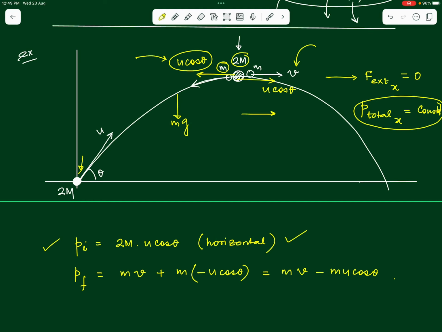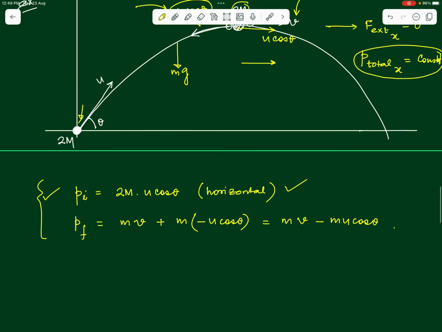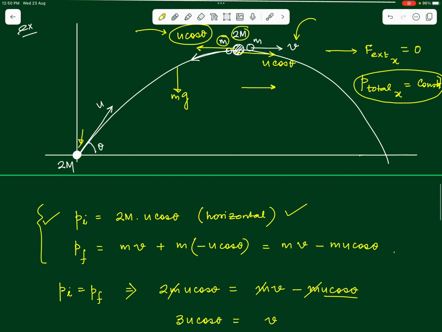And now all we need to do is equate these two momenta, knowing that along the horizontal, the momentum does not change. Pi is equal to Pf gives us 2m into u cos theta is equal to mv minus m into u cos theta. Can we solve this for the value of v? See that m cancels out throughout, and we can bring this minus u cos theta to the other side to get v is equal to 3 times u cos theta, right? So this is how we can find out the velocity of one of the particles if the velocity of the other particle is known. See that we have simply used the law of conservation of momentum here.